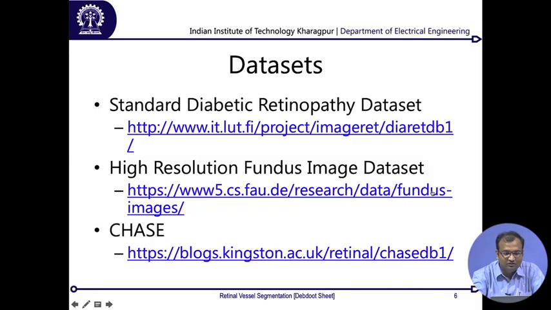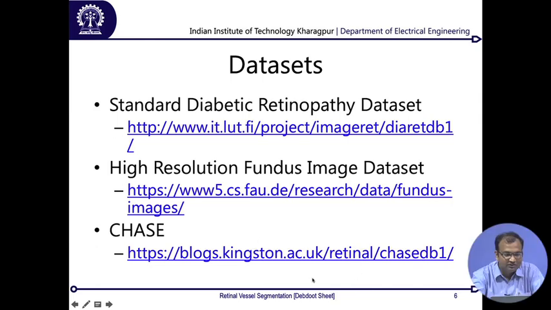Then there are high resolution fundus images from the University of Erlangen in Germany, and these are good because they are full HD scale images, which provide much better resolution and much higher granularity than other images, which were in 600 by 800 or 640 by 480 pixel sizes. And then there is another one from Kingston University in the UK, which is called CHASE. This has come up only in recent years, and you can make use of any of them. They are all free for download.